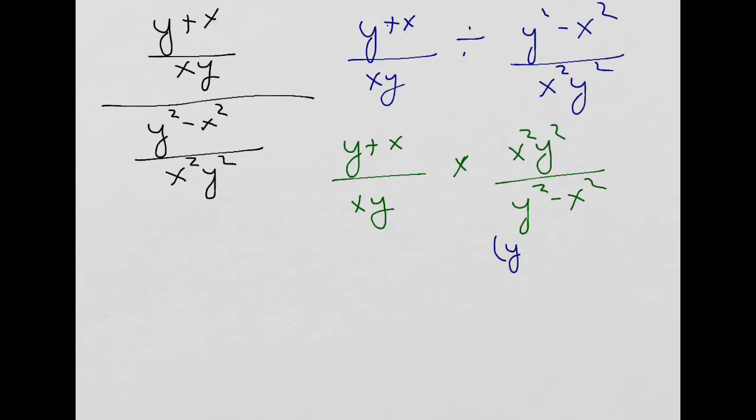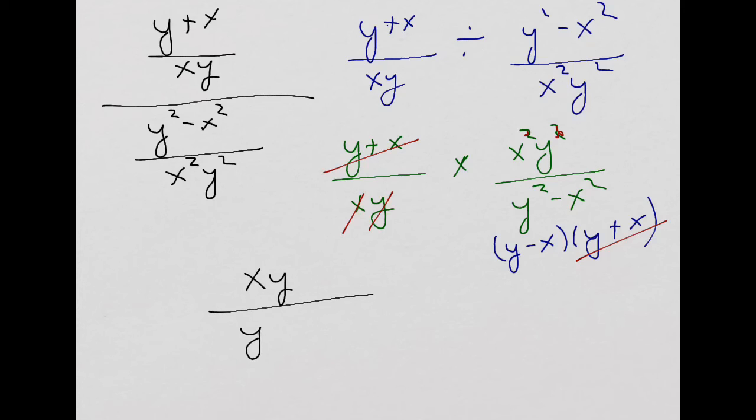Do we see anything in common that we can cancel out? Well, we'll take a look at this one. We'll factor this, since this is a difference of two squares. So hopefully from here you should be able to determine what cancels out. The y plus x will cancel out with the y plus x. This is x squared y squared, this is x and y. So one of these should cancel out with one of these, and then that y will cancel out with one of those y's. That leaves us with the final answer. What's left? We have xy on the numerator and y minus x on the denominator, and there's your final answer.